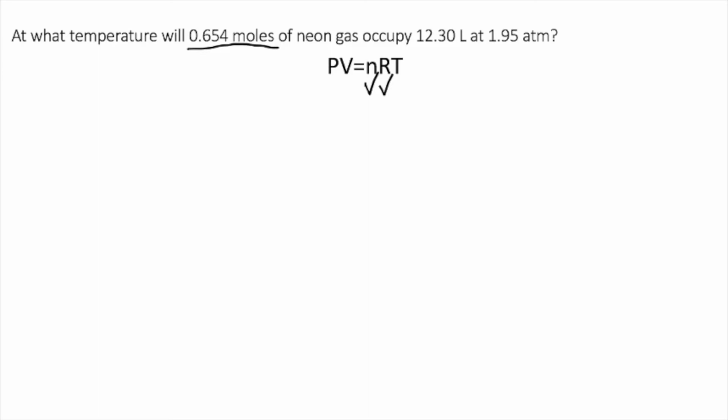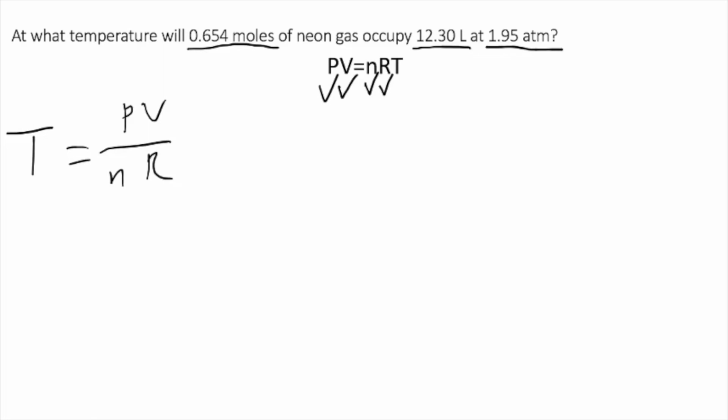Okay, so we know we have our n, we know we have our R. What else do we have? We have 12.30 liters, which, based on the units, refers to our volume. So we have V, and we have 1.95 atm, which refers to a pressure. So we have these four variables here, and we don't have T. That's what we're trying to solve for, temperature. So we're just going to rearrange this law so that we have T on one side and everything else on the other side. Using our basic math skills, we get T equals PV over nR.